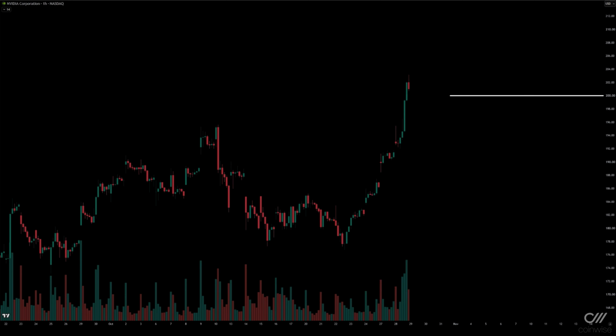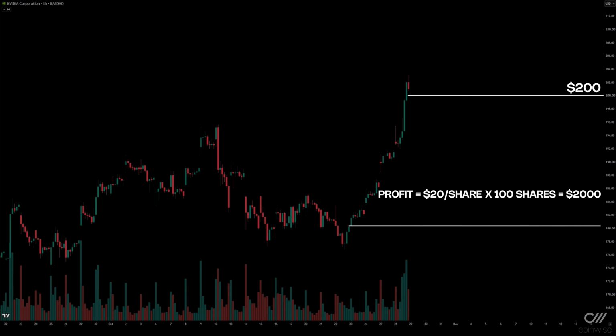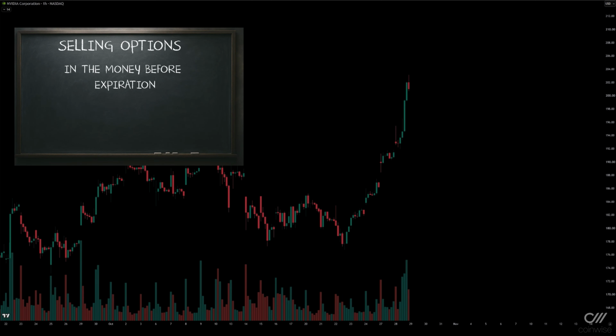So if it rises to $200, you still have the right to buy at $180. Your potential profit would be $20 per share, and since an option contract typically controls 100 shares, your profit would be $2,000 minus the $200 premium you paid for the option, leaving you with a potential profit of $1,800. Or you could sell that option before the expiration date and collect the profits.